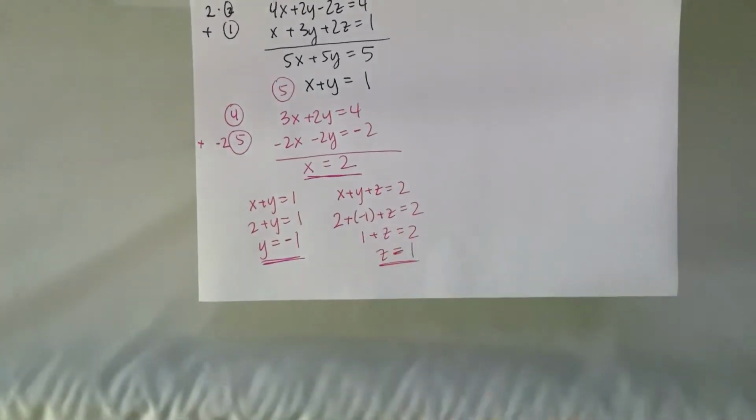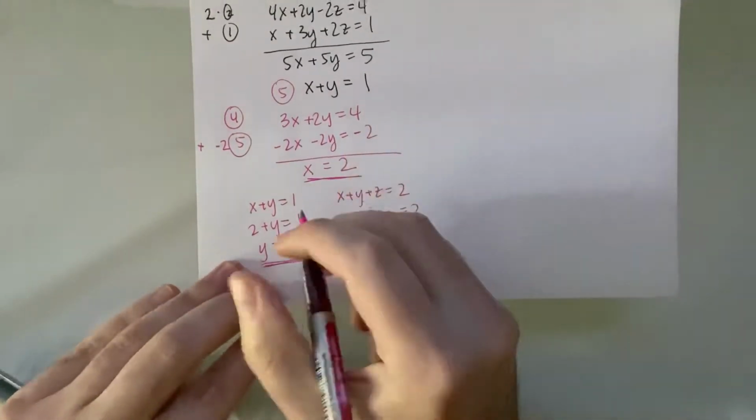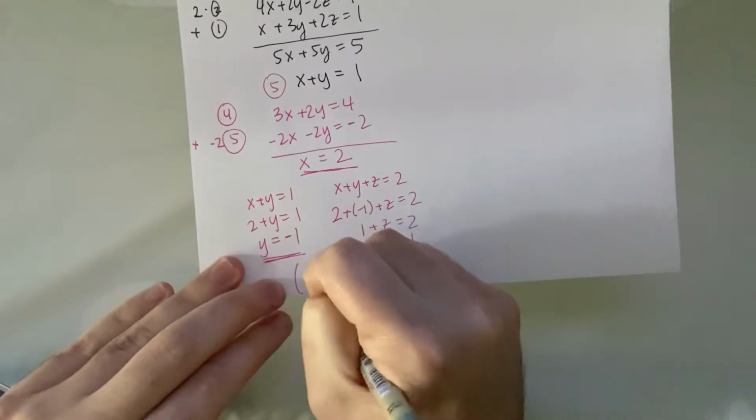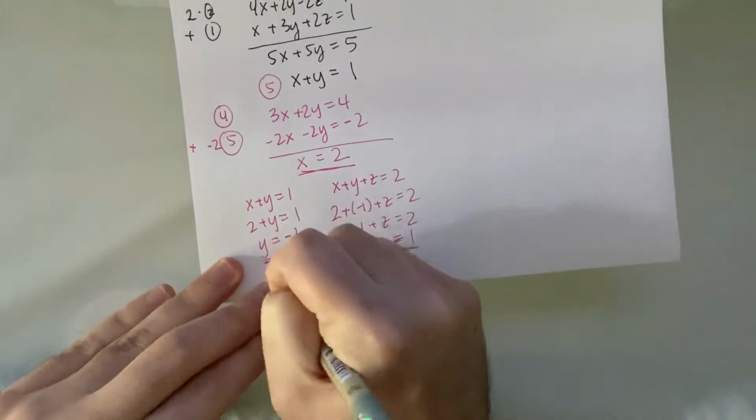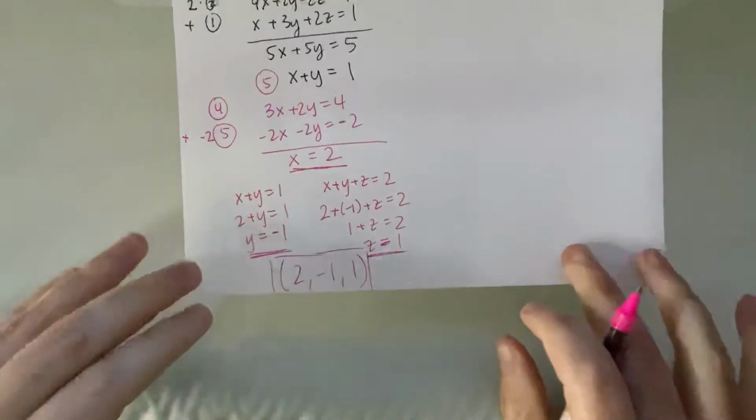Now again, just like the last section, this goes in as an ordered pair of solutions. This is (2, negative 1, 1) as the solution set.